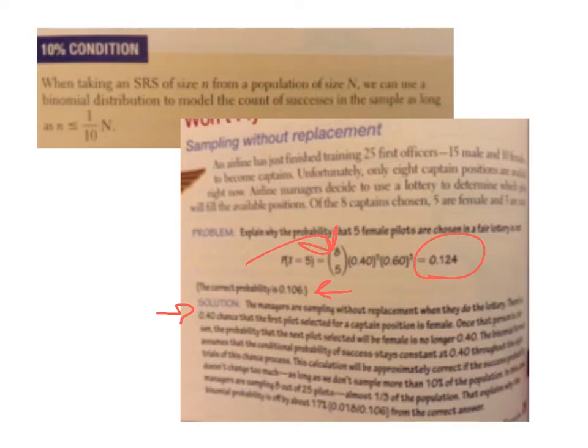This will stay approximately correct if my sample is no more than 10% of the population. But in this case, I'm sampling 8 out of 25 pilots, which is almost a third of my population, which shifts my probability much more, and so that won't work. So again, as long as I'm sampling without replacement and sampling less than 10% of the population, I can still use this binomial model.